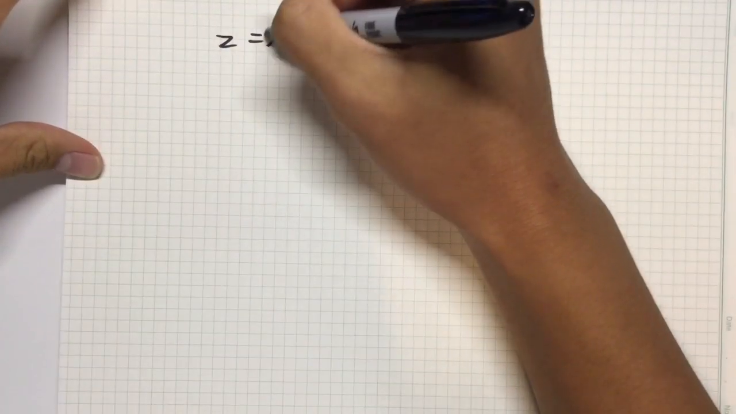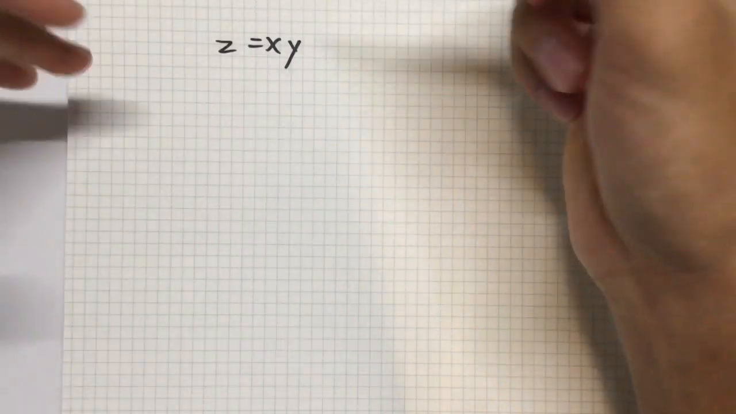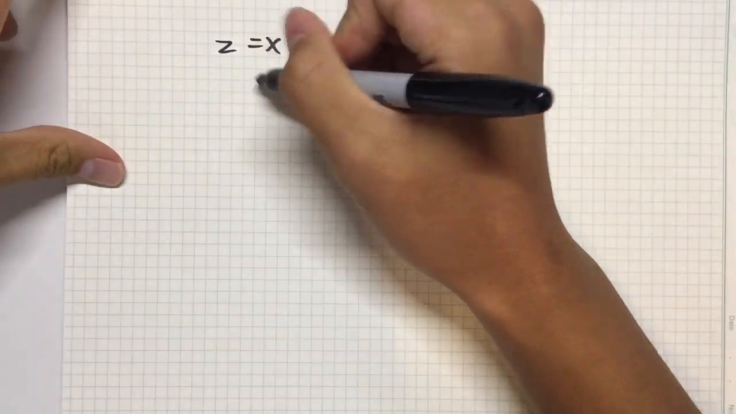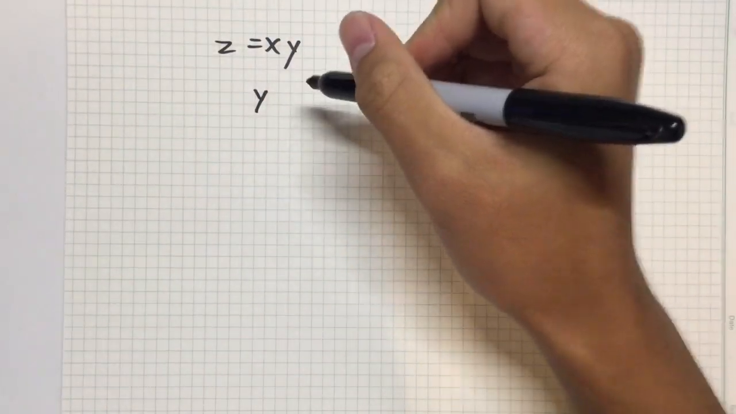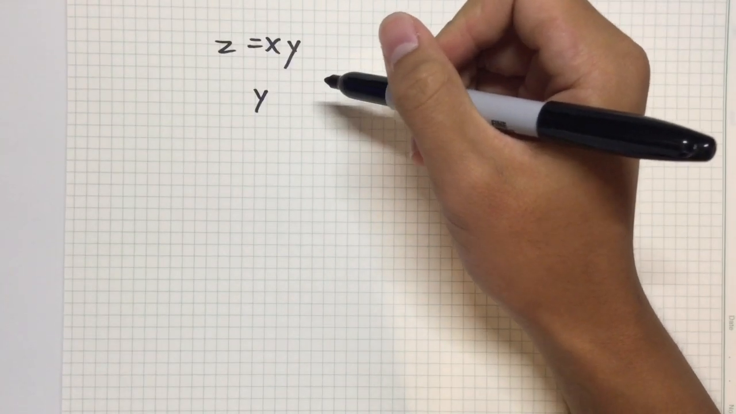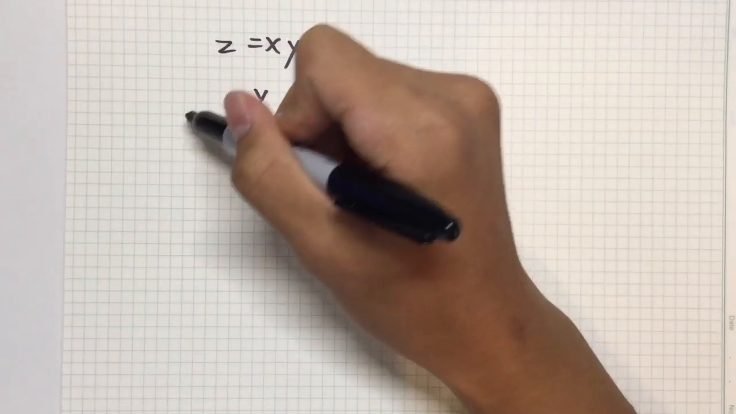For the partial derivatives, this is our function right here. The partial derivative of x is just y, and the partial derivative of y is just x, right?